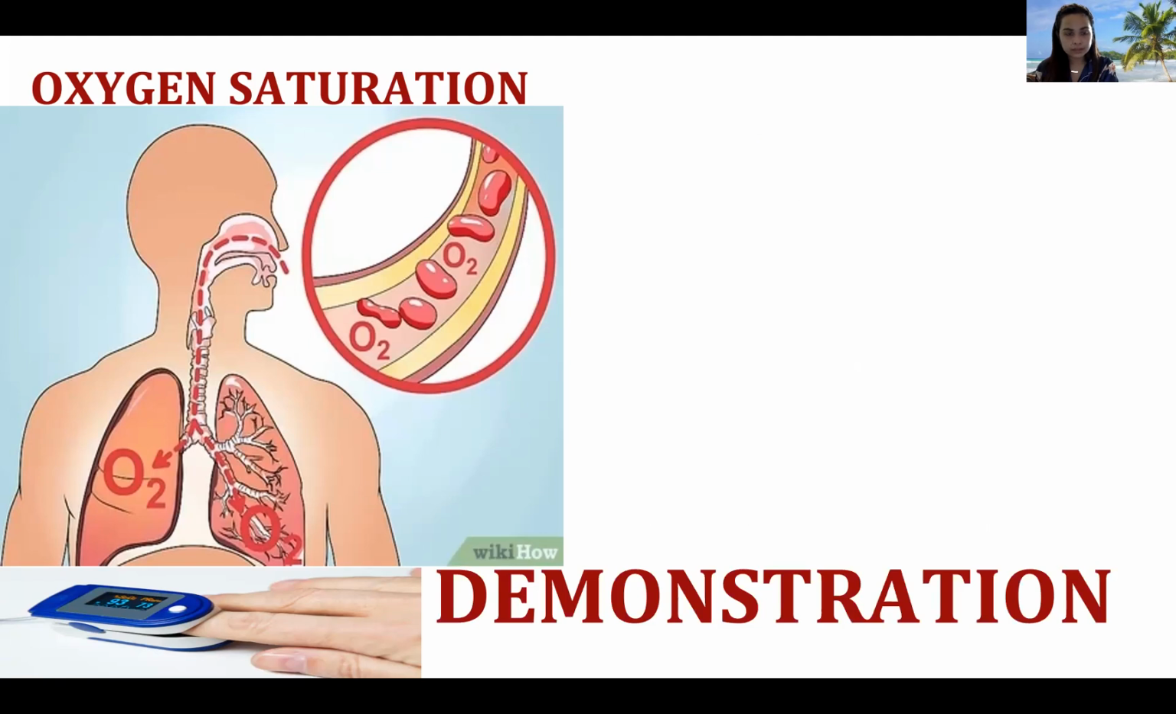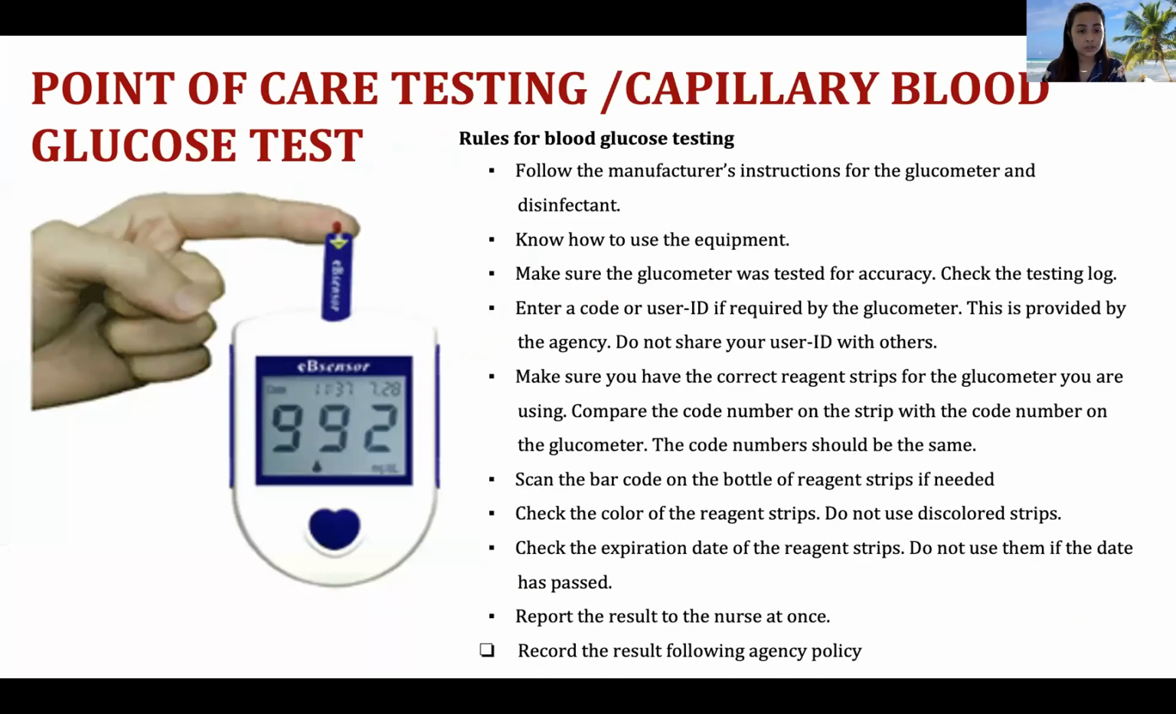So I'll demonstrate this. Before using the pulse oximeter, please make sure that the patient has no nail polish, even clear nail polish, because it will affect the result. That's why patients who are admitted to the hospital are told to have their relatives remove all the nail polish, to make it easy to check their oxygen saturation.